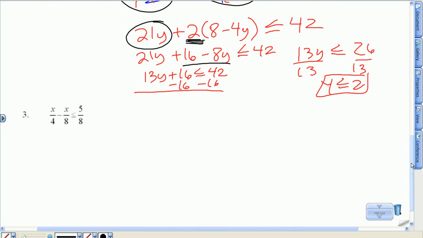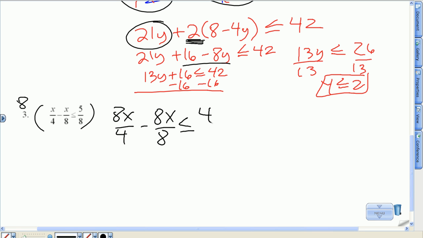Alright, number 3. Here the least common denominator is 8, so I'm going to multiply everything by 8. This gives me 8x over 4 minus 8x over 8 is less than or equal to 40 over 8. Keep in mind I'm multiplying by 8 over 1, so I'm only going to multiply 8 times the numerators, not the denominators. 4 goes into 8 2 times.